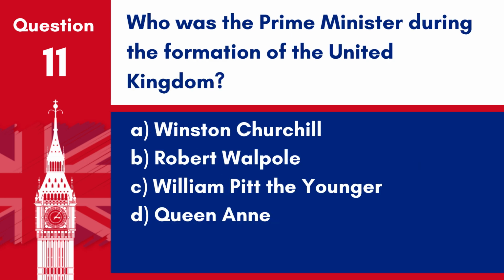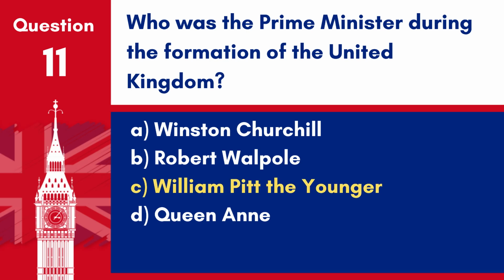Question 11. Who was the Prime Minister during the formation of the United Kingdom? A. Winston Churchill. B. Robert Walpole. C. William Pitt the Younger. D. Queen Anne.